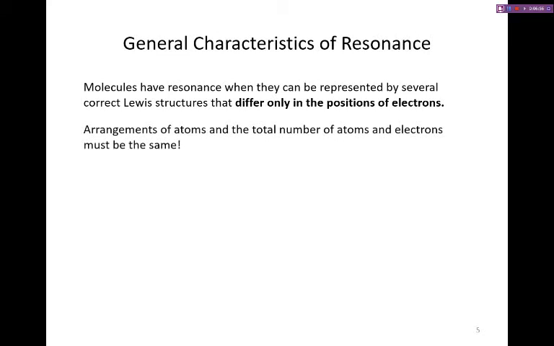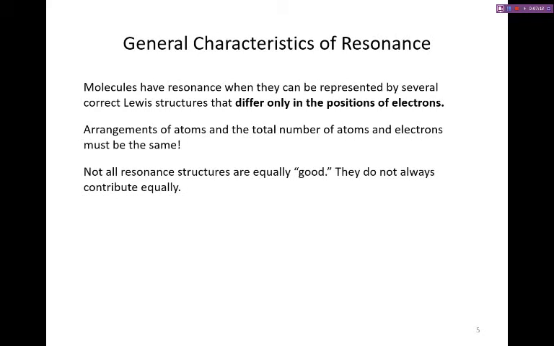The arrangements of atoms and the total number of atoms and electrons must be the same. So in other words, in nitrate, you count up its number of electrons and you get a certain number. If you add an electron to that, that's no longer nitrate. That's not a resonance form of it. It's a different ion completely.